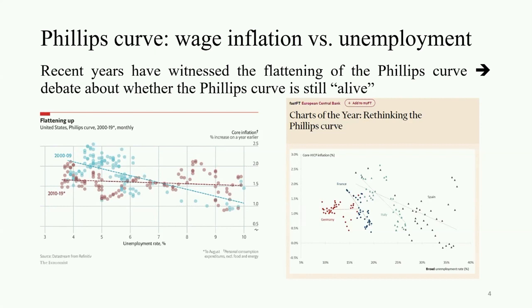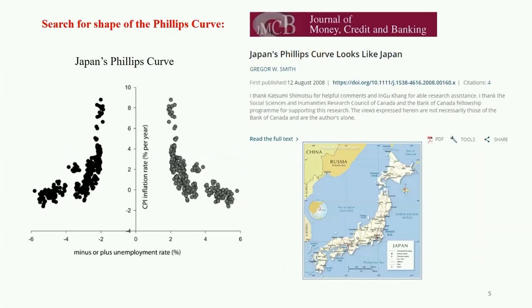Some studies have shown that the Phillips curve is not actually flattening. It's just that we ignore anchored inflation expectations. If one takes into account inflation expectations in the examination of the Phillips curve, then we still observe it. Others suggest that the reason we don't observe the negative slope is that most examinations use aggregate data, which do not capture labor market heterogeneity, an important determinant of wage dynamics. Or maybe the Phillips curve is not about the link between wage and unemployment, but just the shape of the country, like the case of Japan. As you can see from the picture here, the Phillips curve of Japan looks exactly like the map of Japan.